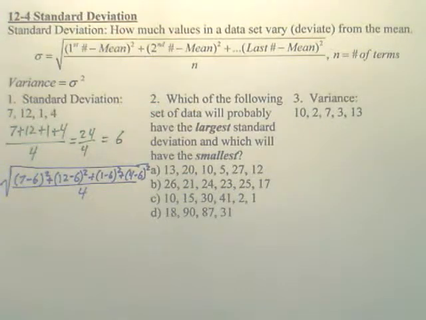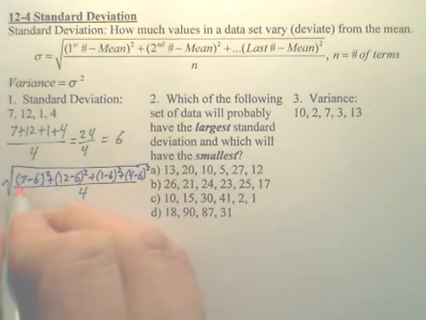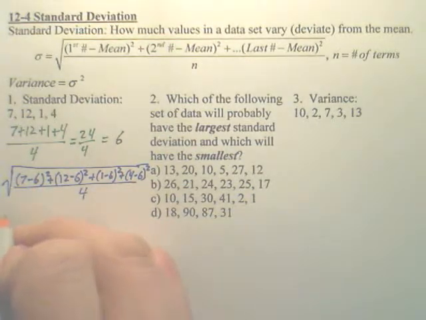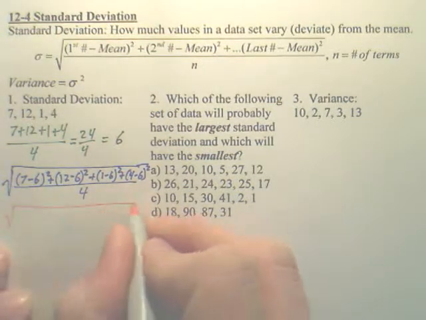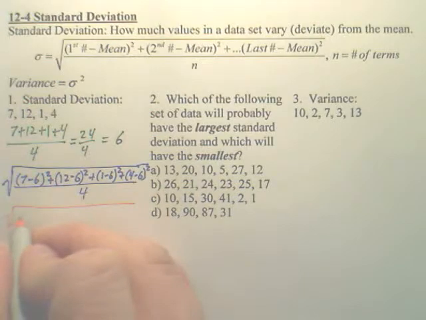Okay. Kind of hard to fit in that gap. I'm sorry, you kind of do your best. Now you just do the math and you'll get an answer. So 7 minus 6 is 1. 1 squared.